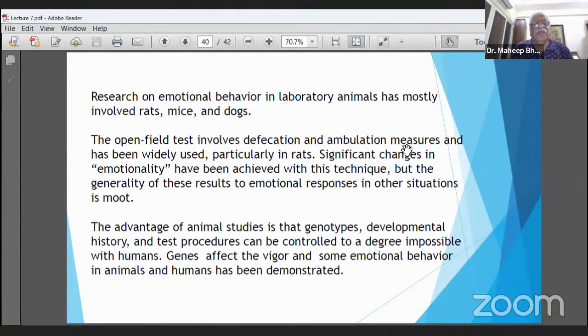On the basis of their activity, running inside, sitting in a corner, excess defecation, it is estimated that the animal is under emotion or expressing some kind of fear, some kind of anger, some kind of stress, etc.